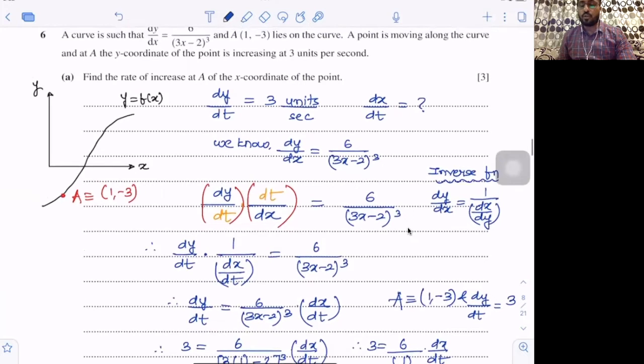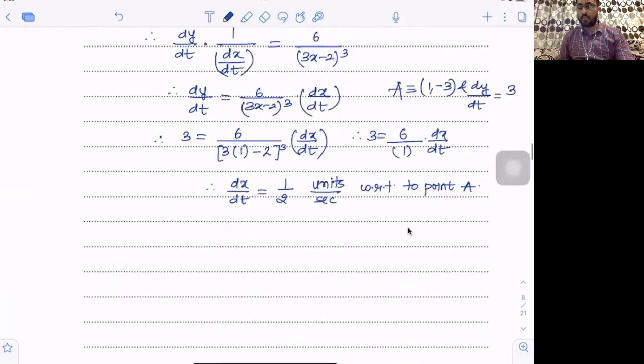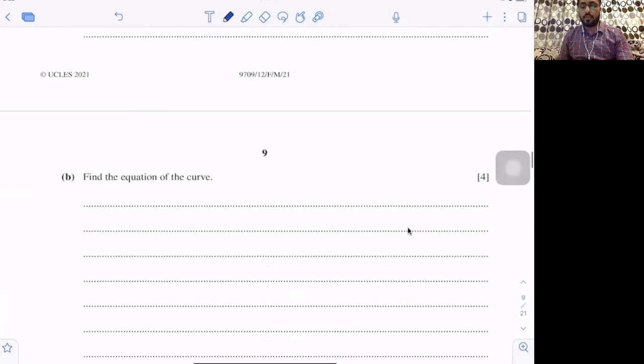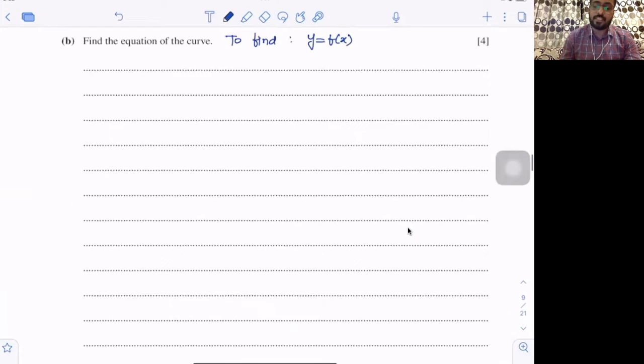second part. So I have got the rate of increase at A of the x coordinate of the point. So dx upon dt is done. I want to find the equation of the curve. So I want to find what is y in terms of x. What is y equal to f of x? Now, what is dy upon dx given to us, students? What is dy upon dx? So this question is from the differential equation. So you need to know some concept of differential equations as well.